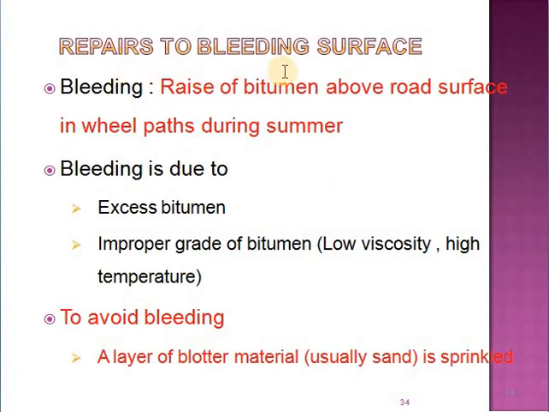And next, repairs to bleeding surface. So what is bleeding? Bleeding means the rise of bitumen above the road surface in wheel paths during summer. So at which time will it appear? In the summer, the rise of bitumen above the road surface in wheel paths will appear. Bleeding is due to excess bitumen, improper grade of bitumen, low viscosity, and high temperature. To avoid bleeding, a layer of blue-dust material, usually sand, is sprinkled. So that is the precaution here.